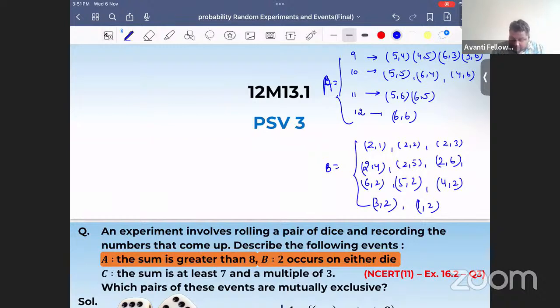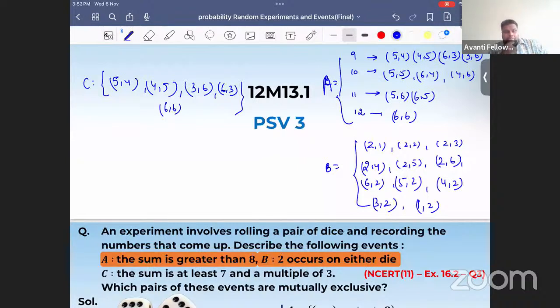C is the sum is at least 7 and a multiple of 3. So sum can be 9 or sum can be 12. So C is what? Sum can be 9 means 5, 4; 4, 5; 3, 6; 6, 3. That's it. Or it can be 12, which is 6, 6, one way.